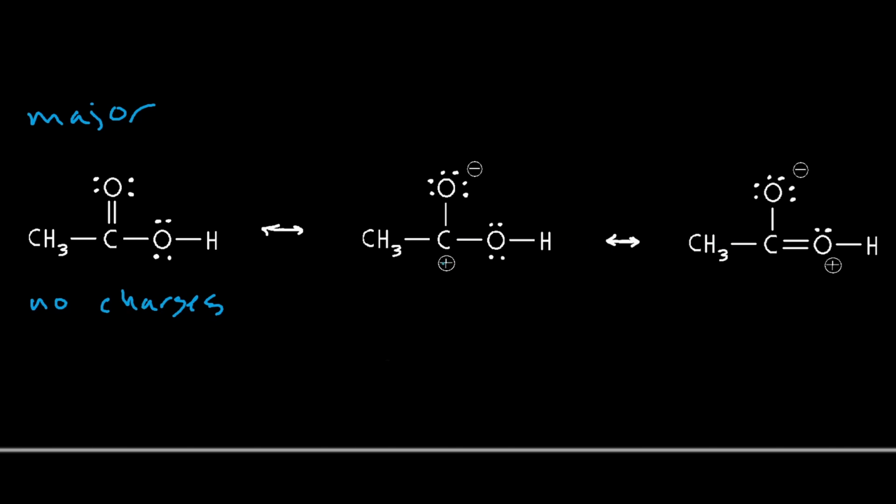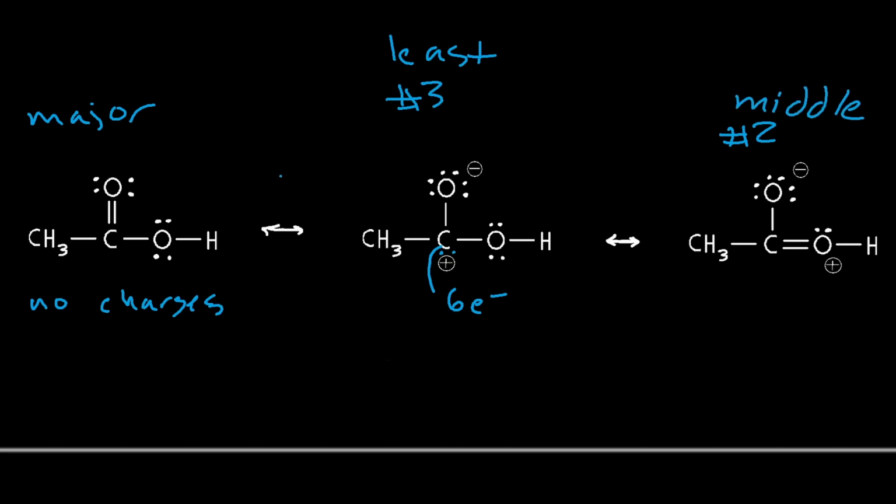If you look closely, the positive on this carbon right here completely violates the octet rule. There is only 6 electrons on this carbon, which is by far the biggest violation of resonance. We need 8 electrons on carbon. We can have a positive charge, which is okay, but we need another pair right here to make this valid. So this is actually the number 3 contributor, the least, and this is the number 2 resonance contributor, so it's the middle, somewhere between 1 and 3.